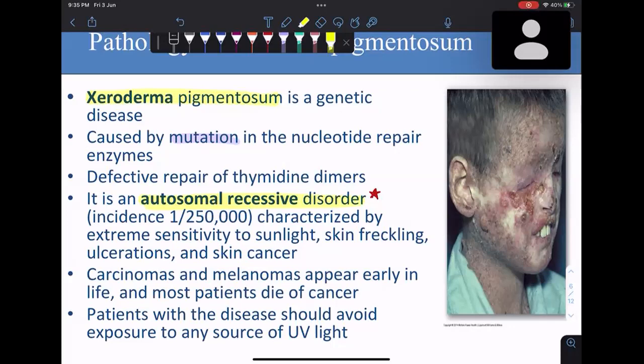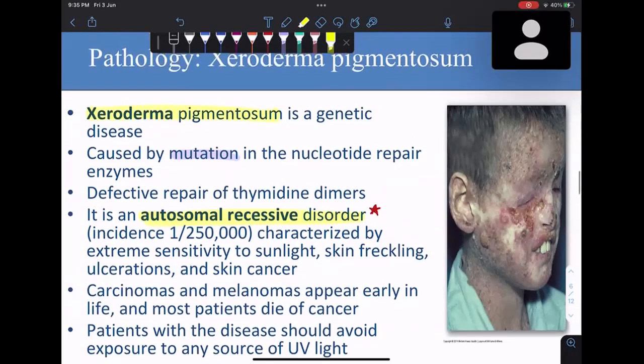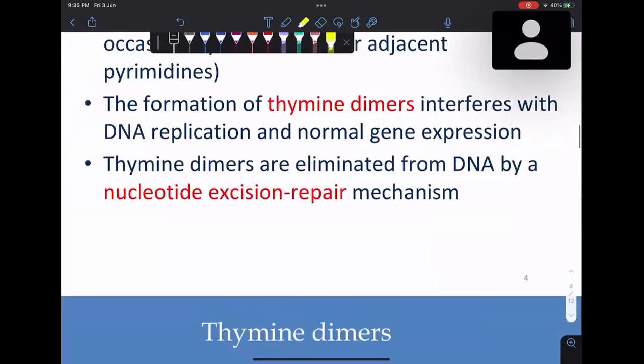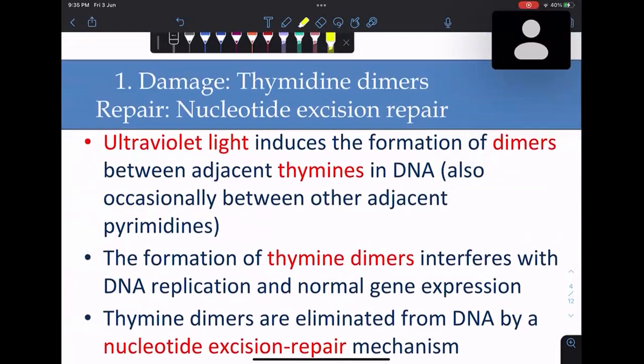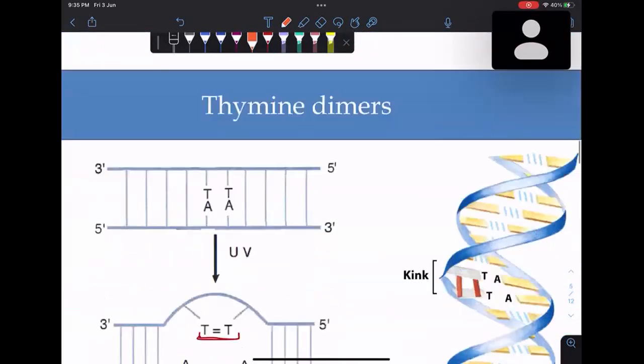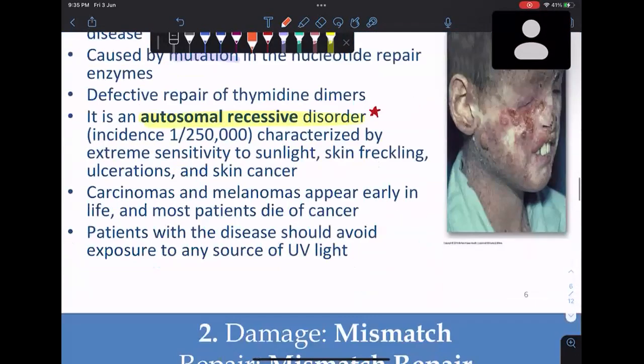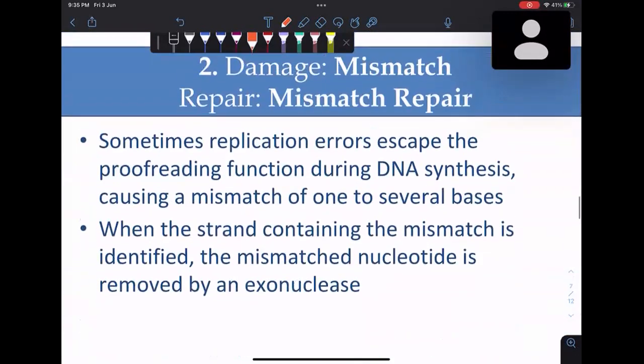What is the defect in this? What is the whole problem? It's the nucleotide excision repair. In nucleotide excision repair, the thymine dimers are not excised, okay? There's a problem in the excision, in the removal of these thymines, which leads to this unfortunate illness.